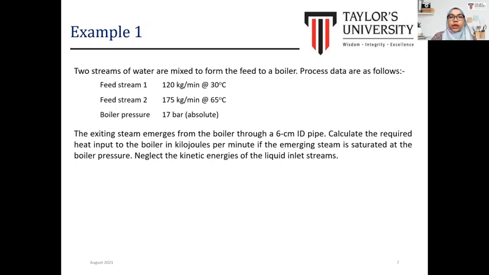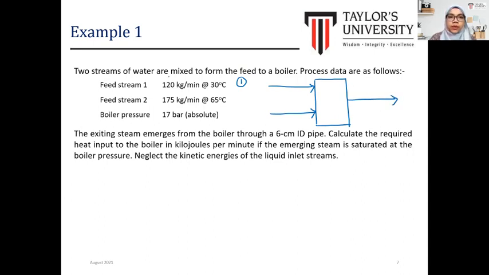Okay, two streams of water are mixed to form feed to a boiler. So the first step is to extract all the information. So we start to draw the schematic diagram to represent the process, which is easier for us to solve this problem later. So we have two streams, so just draw two. And then we have this.